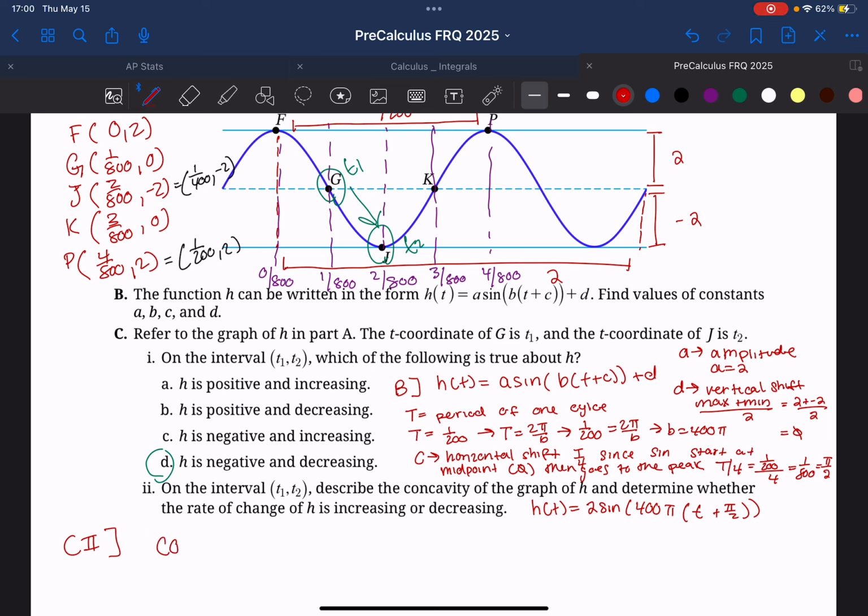So this is concave up, and we know that if something is concave up, then the rate of change is increasing. So this implies that the rate of change is increasing. And again, that was by looking at the graph above.